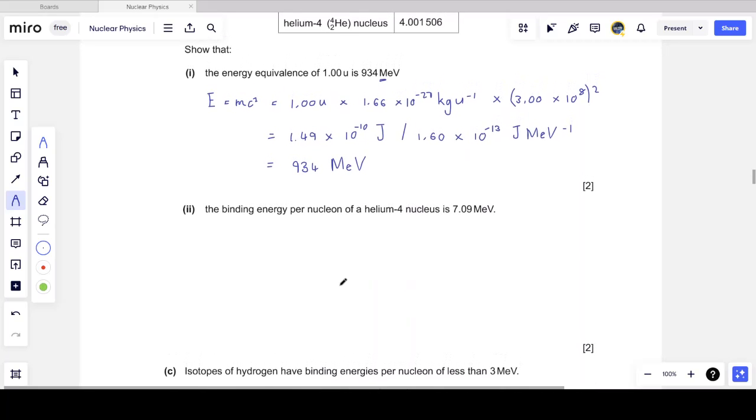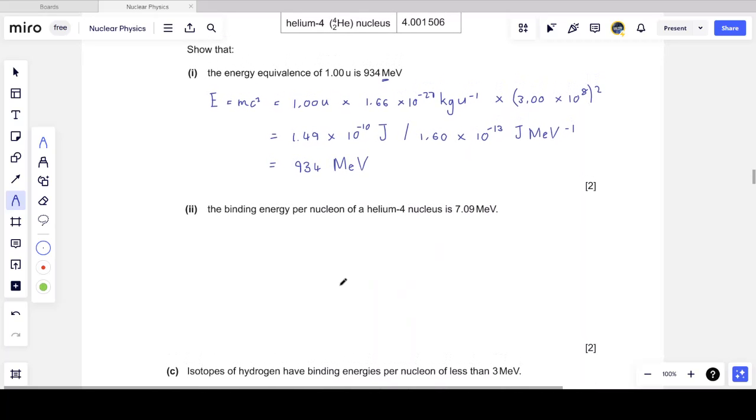Next, we are asked to show that the binding energy per nucleon of a helium-4 nucleus is 7.09 mega electron volts. Well, they asked us for the binding energy per nucleon, but we can start by just calculating the binding energy. Now remember what binding energy is. Actually, first, remember that the helium-4 nucleus is He-4-2: 2 protons, 2 neutrons, that is 4 nucleons in total. It's delta m c squared. It's the mass defect times c squared.